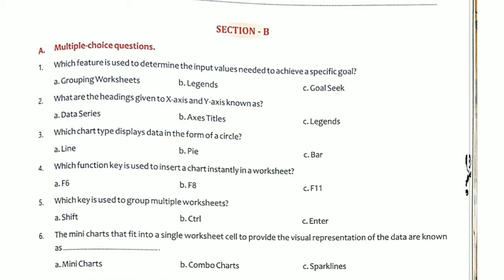I am repeating again. Answer 1 is goal seek, second is axis title, third is pie chart, fourth is F11, fifth is shift, and sixth is sparklines.